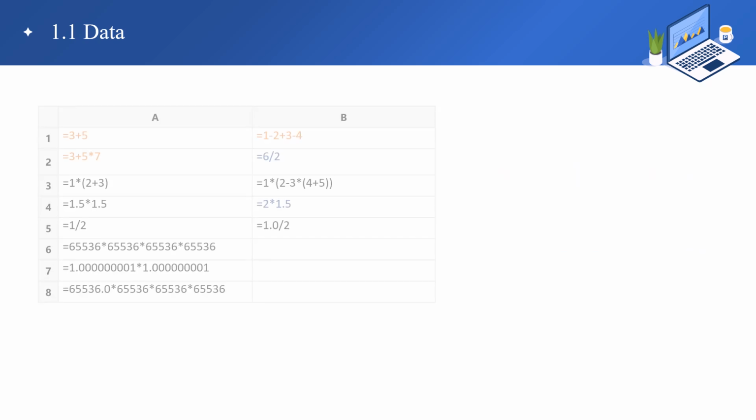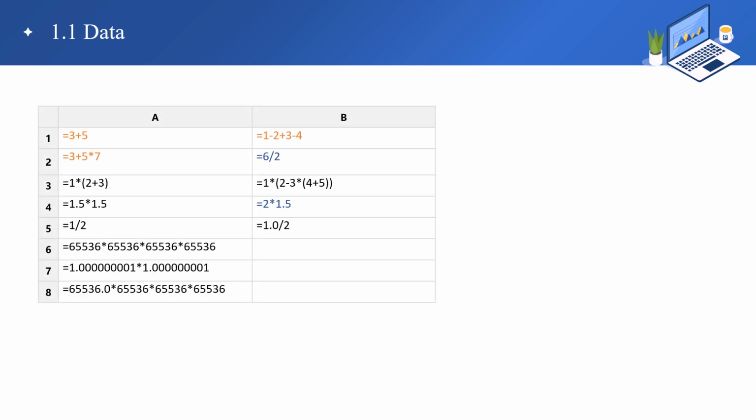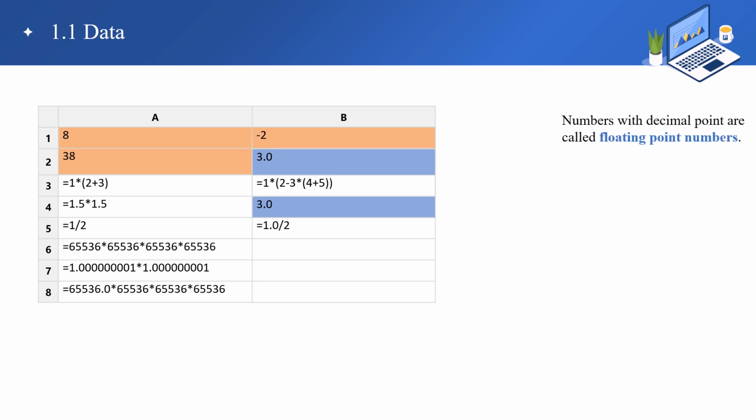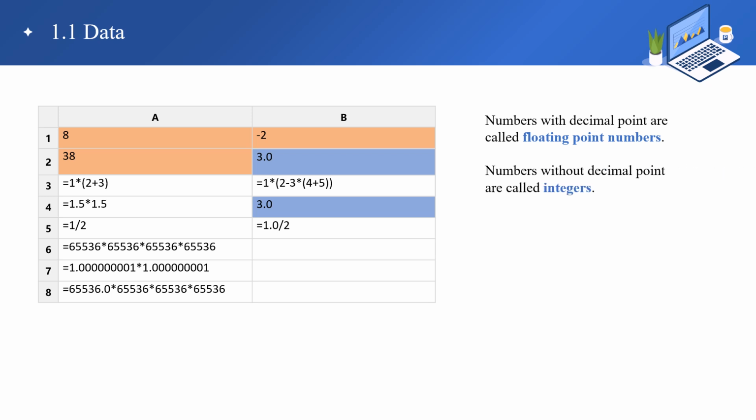Take a closer look at the computed results and you will find that the results of A1, B1 and A2 are integers written without decimal points, while the results of B2 and B4 are integers written with decimal points, as shown by 3.0. Why are there decimal points in the latter but not in the former? Because computers identify numbers with decimal points and integers as different types of numbers. The former is called floating point numbers and the latter integers.